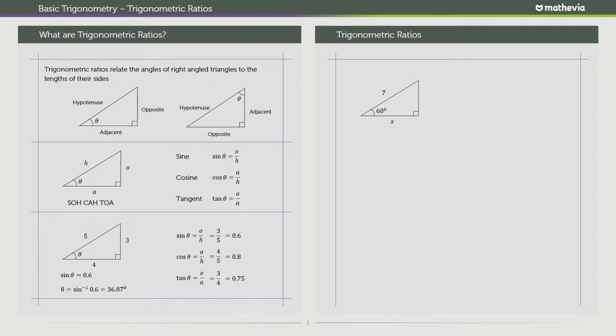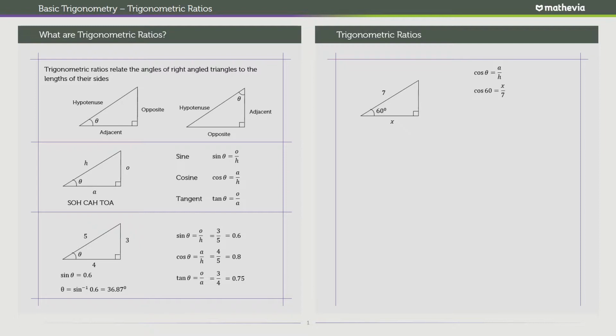Okay, here's another one. In this case we're given the angle, and we're looking to solve for the side. Basically we're looking to solve for the adjacent, and we're given the hypotenuse. When you have a situation like this, the first thing you need to do is identify the trigonometric ratio that relates the adjacent and the hypotenuse. We know that that trigonometric ratio is cosine.